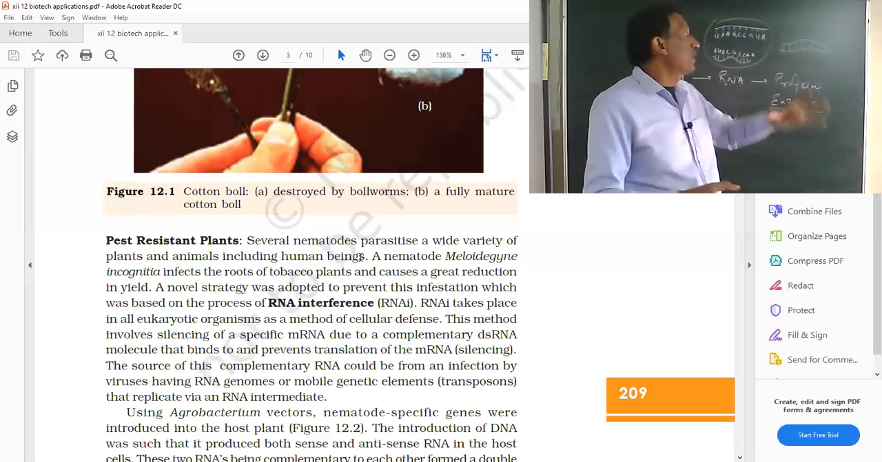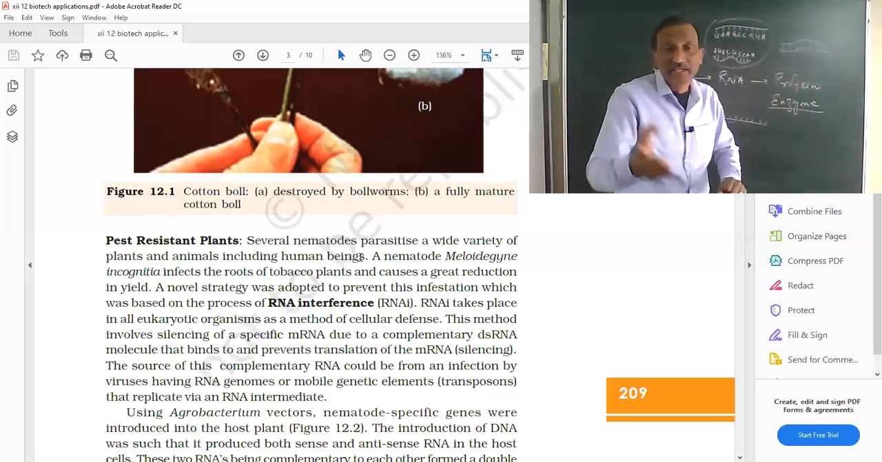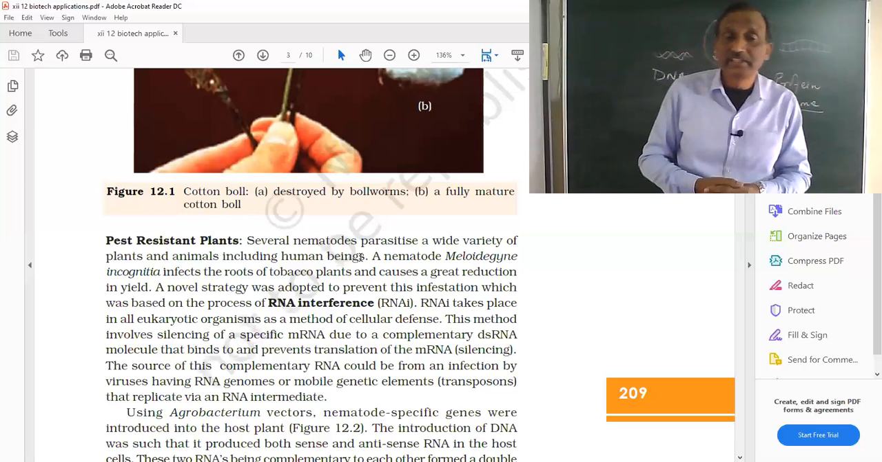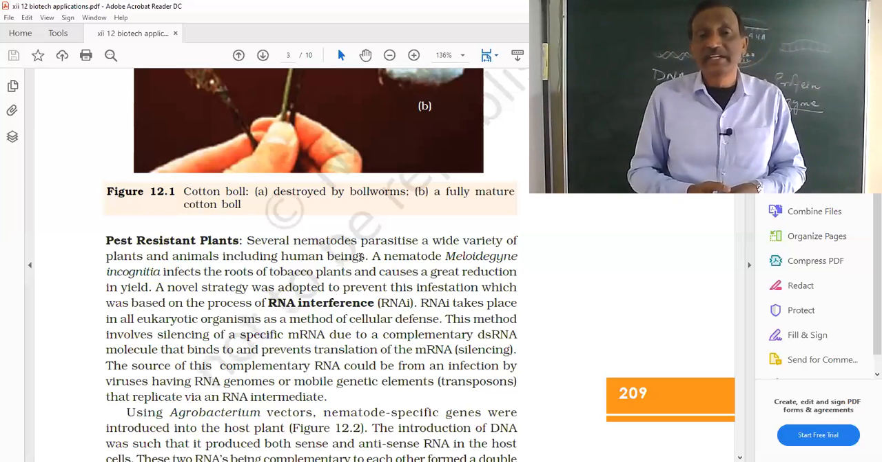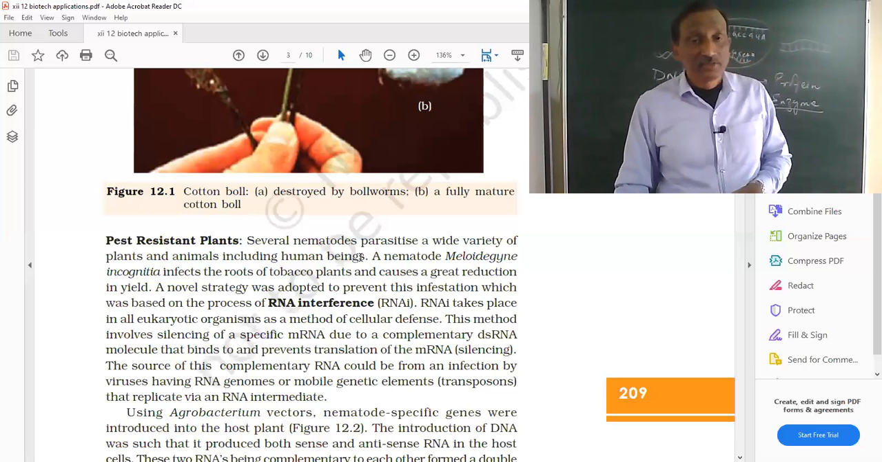So we have to bring it from somewhere. Now the source can be, these two sources are written, that is, it can be from the virus or it can be mobile genetic elements. Okay, so this is it.